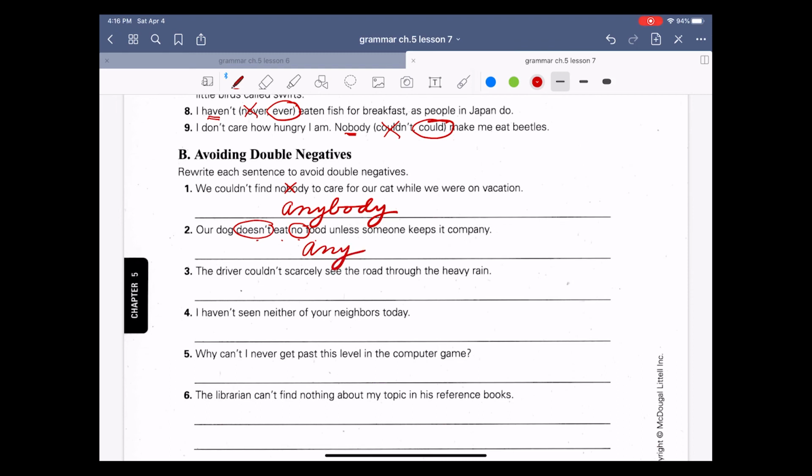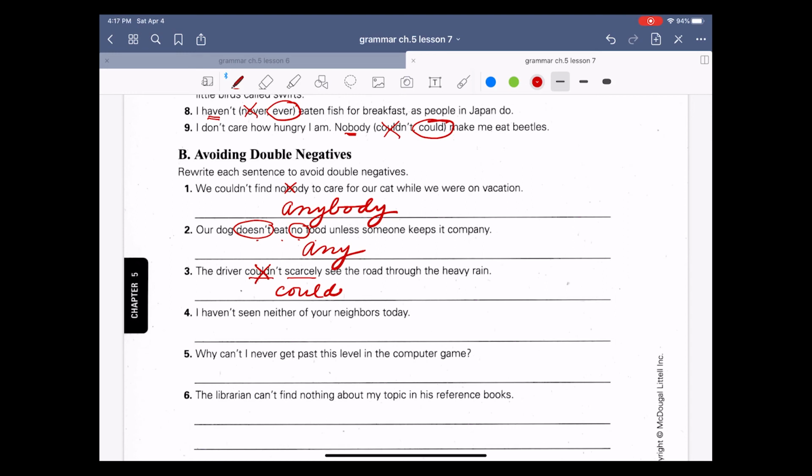Number 3, the driver couldn't scarcely see the road through the heavy rain. So here we have a negative of couldn't and a negative of scarcely. One of them has to go. The driver could scarcely see. So we're going to change couldn't to could. The driver could scarcely see the road through the heavy rain.